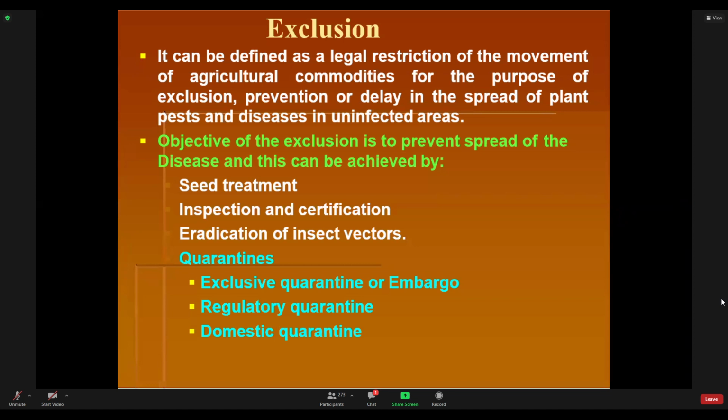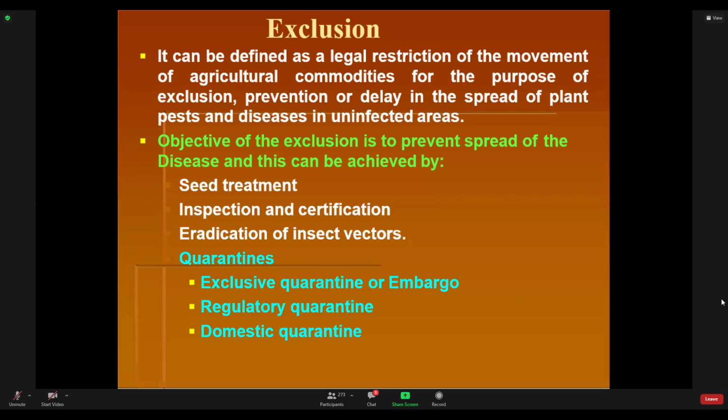In order to treat the seed, we have to treat the whole seed lot, both the healthy seed and the diseased seed, although the amount is very minimal. We can treat the seed in a number of ways, especially with seed treating chemicals, for example Vitavax, Plantvax, Provax at the rate of 0.3% of seed weight.